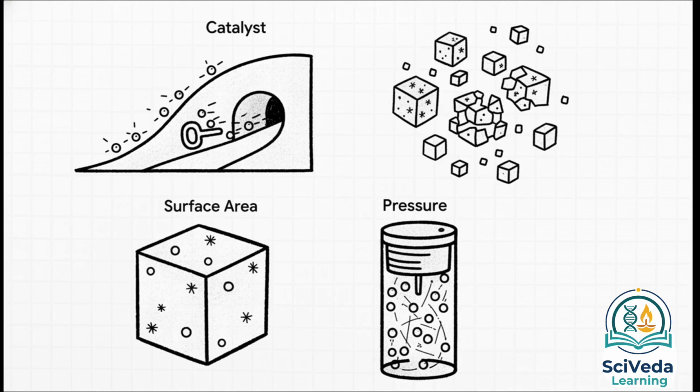It provides an easier path for the reaction to happen, speeding it up without getting used up itself. For reactions with solids, increasing the surface area, like grinding a chunk into a powder, gives the reaction way more places to happen at once. And for gases, cranking up the pressure squeezes the molecules closer together, which basically just increases their concentration and, you guessed it, the reaction rate.